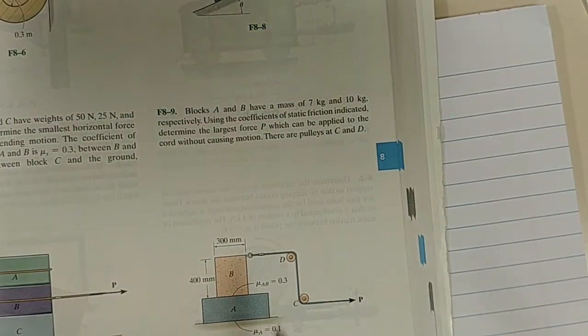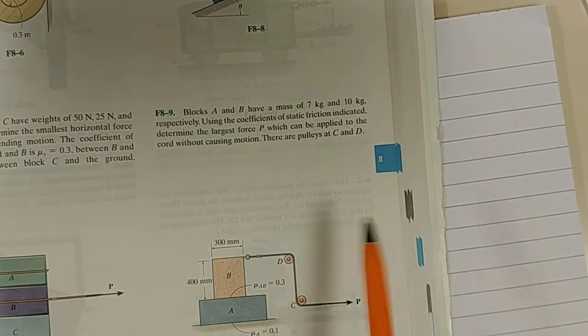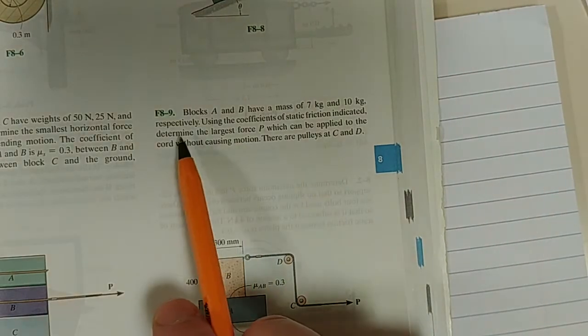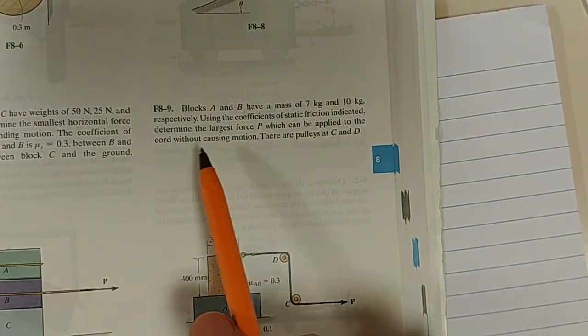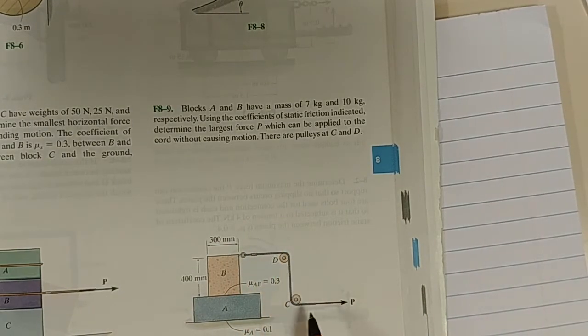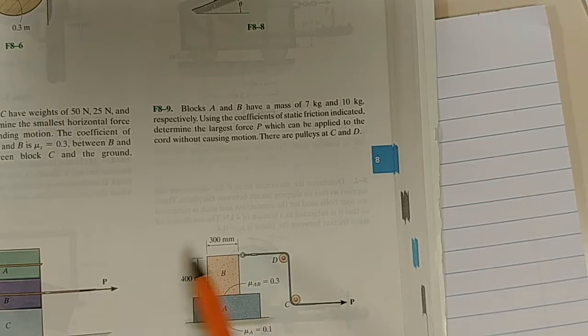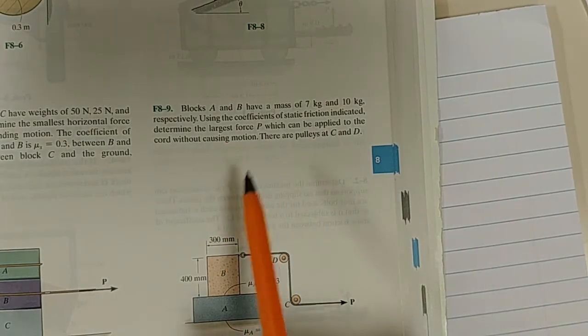The reason I chose this question is it's just a lovely question. It asks: determine the largest force P which can be applied to the cord without causing motion. What is the largest force I can apply to this cord without causing motion of this system? It's a nice complicated problem, but actually not so complicated. You've got block B, block A. If I apply a force P, what is the largest force I can apply without causing motion?